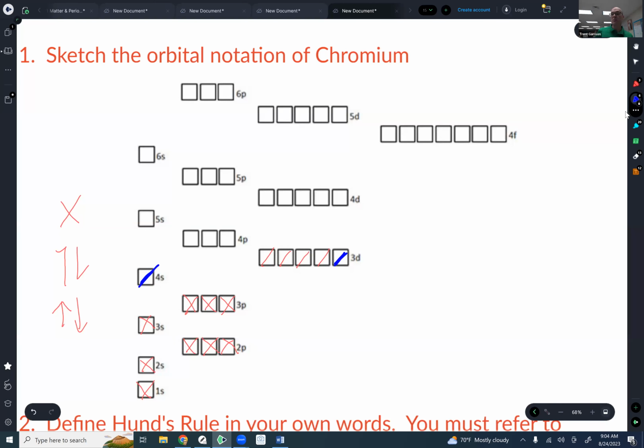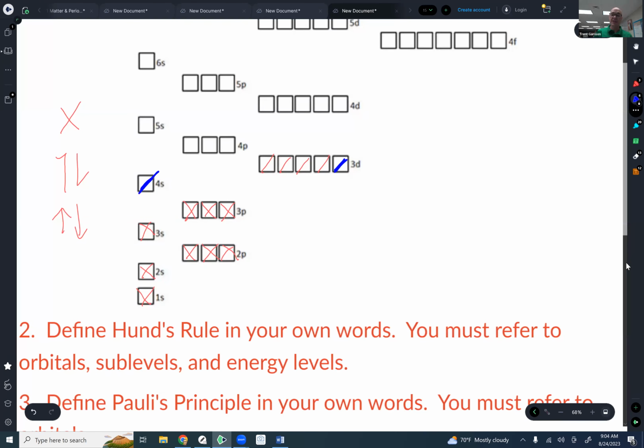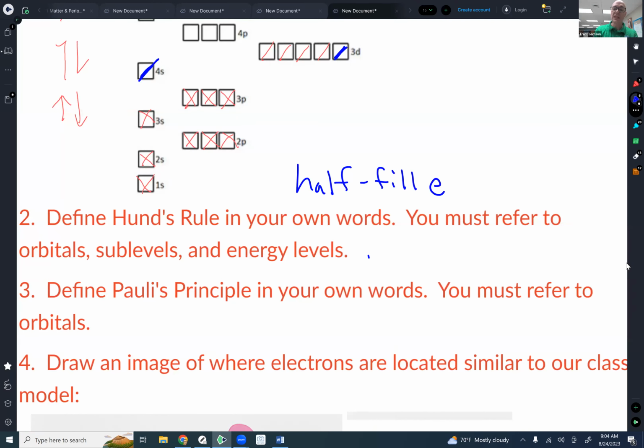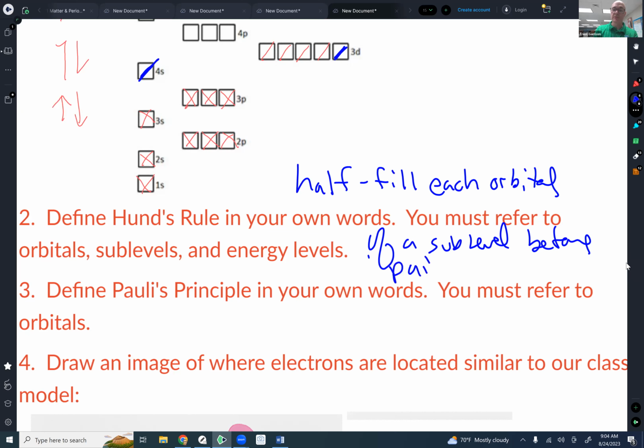All right. Moving on to number 2, it's asking us to define Hund's rule. I tried to do that in the context of the problem that we just worked. Hund's rule says that you must half fill each orbital of a sublevel before pairing up.